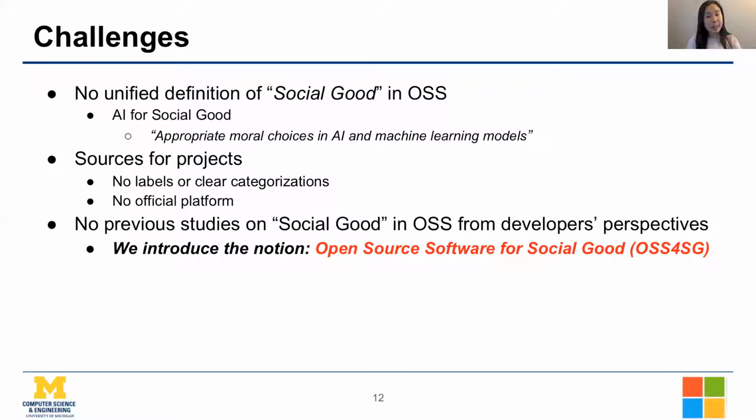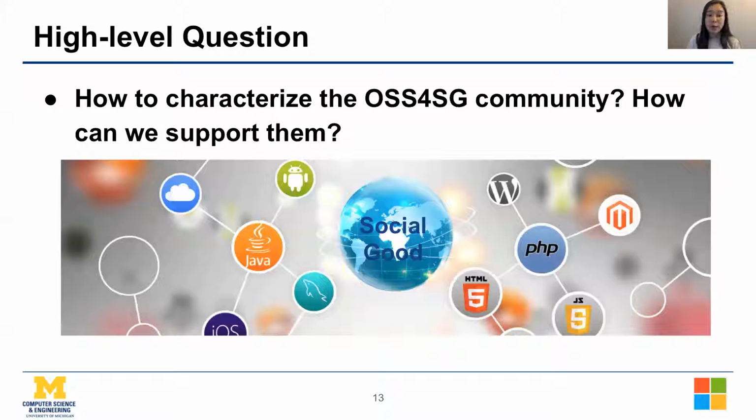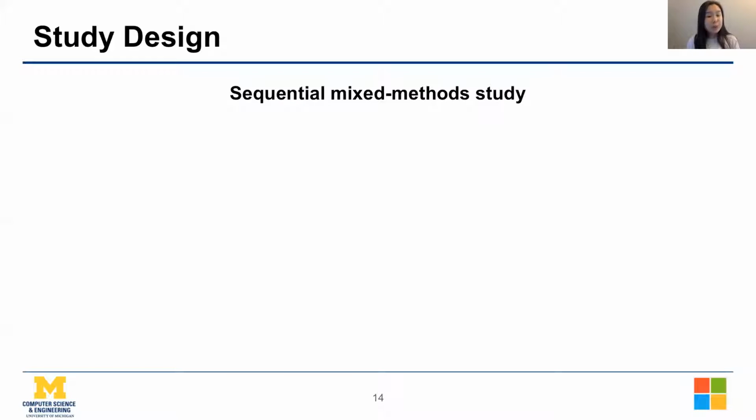Thus, in this study, we for the first time introduced the notion of open source software for social good, and we want to answer the high-level questions like how to characterize the open source for social good community, how can we support them? To answer the research questions, we use sequential mixed methods in this study.